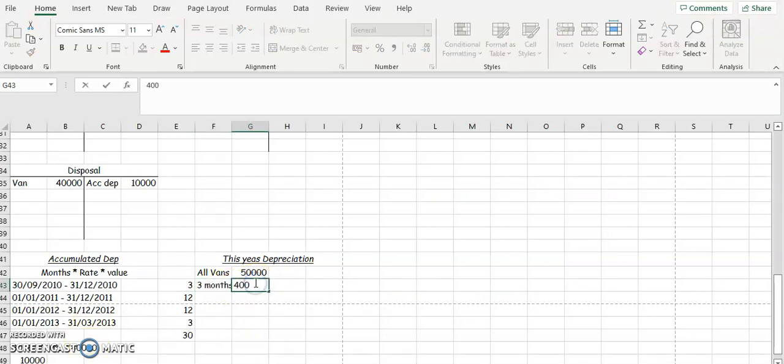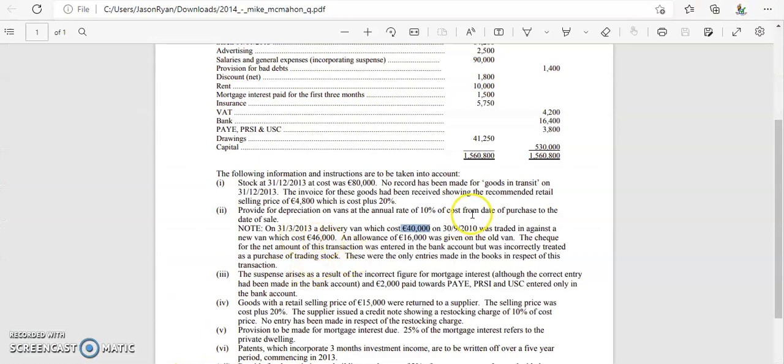And that's going to be worth 40,000. And then the new van that we bought is going to be for 9 months. And that's going to be your 46,000. From the question itself, we bought a new van for 46,000 on the 30th of the 9th, so we had that for 9 months.